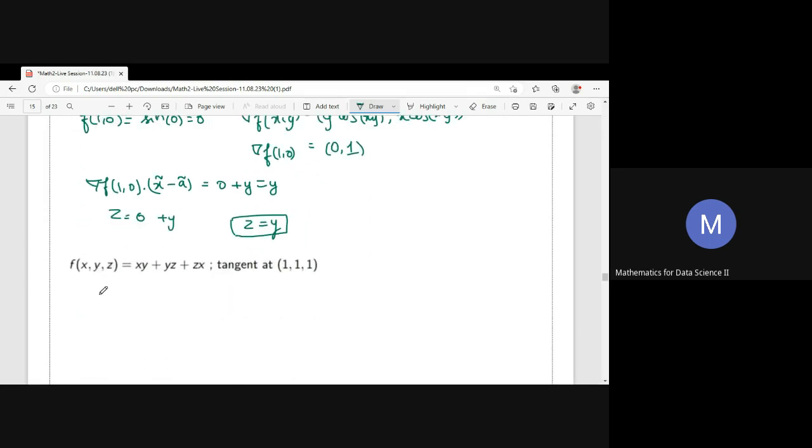Now for more than two variables also, the procedure is exactly the same. So now this is your a tilde. What is x tilde minus a tilde this time?